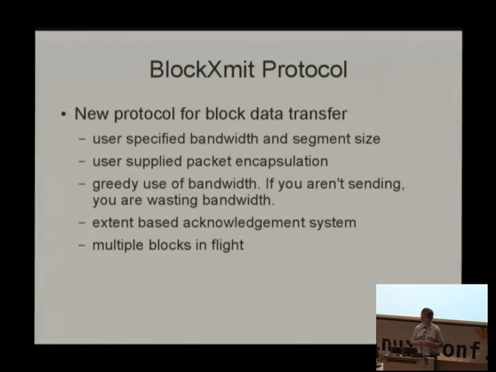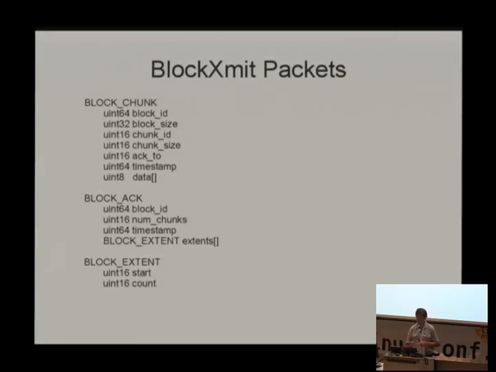So we instead used an extent-based acknowledgement system, similar to the extents in file systems like ext4, where you have basically an acknowledgement packet which has a list of pairs of 16-bit numbers. In fact, I'll show you what it looks like. These are the packets. So there's our chunk of data coming through. We basically have these two packet types. This block extent is actually an element of this block ACK.